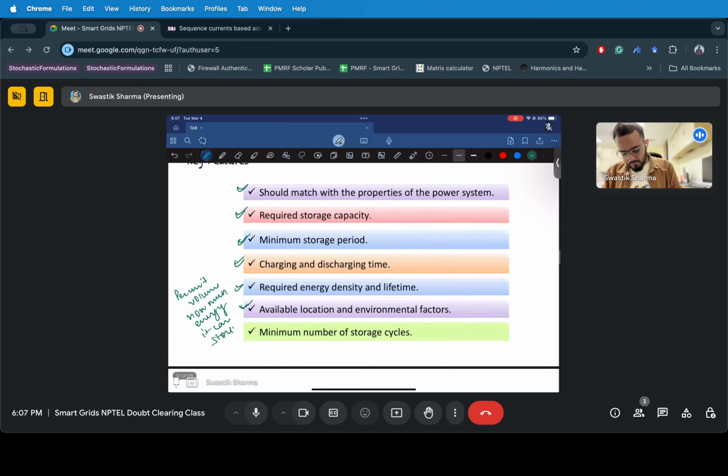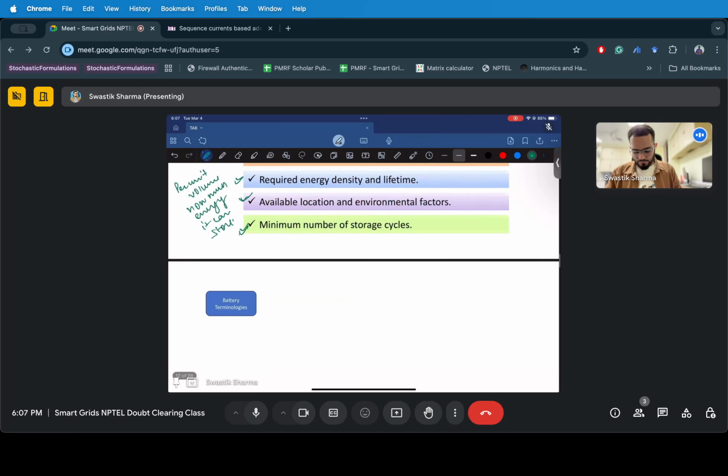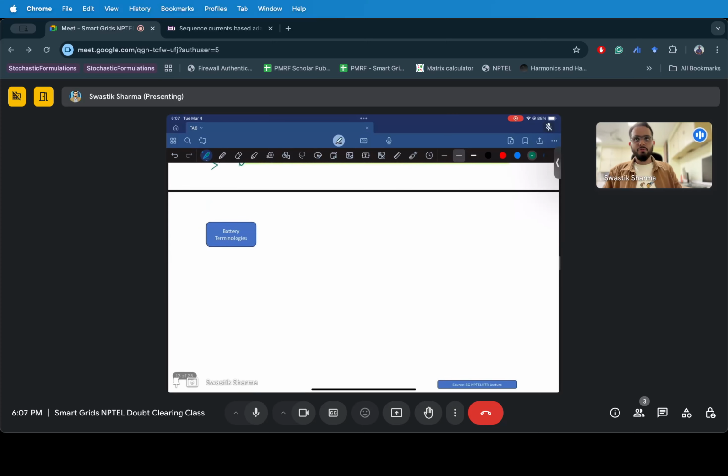And then there should be a minimum number of storage cycles. Let's say I give you a phone, and I say that it can only store for 20 charge or discharge cycles, right? So will you be able to use that phone? It's nothing, right? So you need some minimum number of storage cycles to guarantee the operation, right? So this is where it is used.